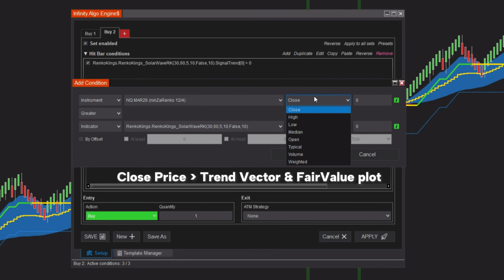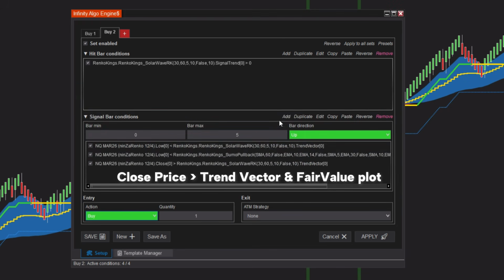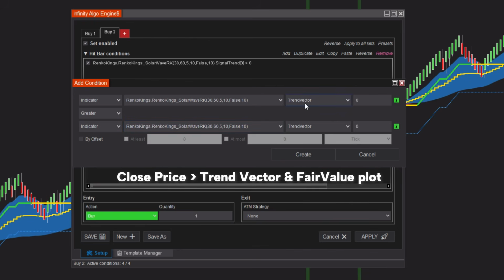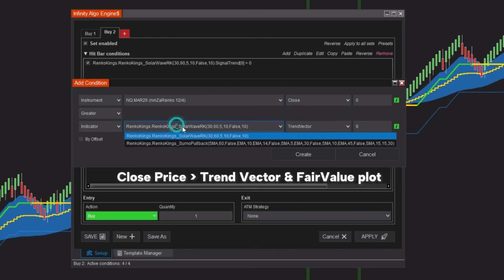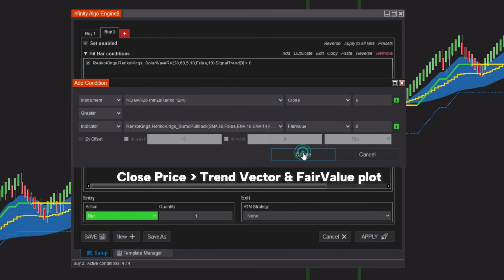Next, to confirm that this breakout is valid, the closing price of the same candle must close above both the trend vector and the fair value plot. When both conditions are met, we can confidently identify a valid bullish candle, one that breaks cleanly through both plots within a single candle, rather than just reacting or producing a false breakout.